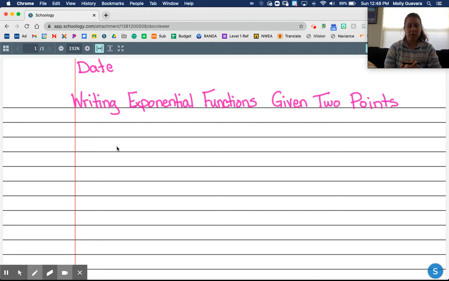Today we're going to be doing our last set of notes in this unit, which is all about writing exponential functions if we're given 2 points. So if we're given 2 points on the graph or 2 points of the function, how can I write the equation for the function?